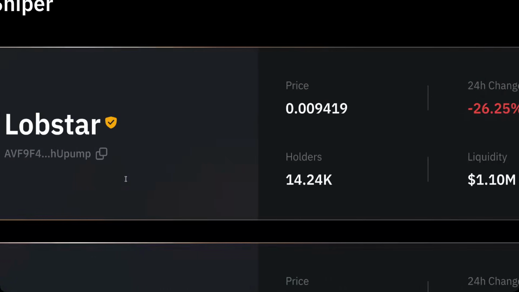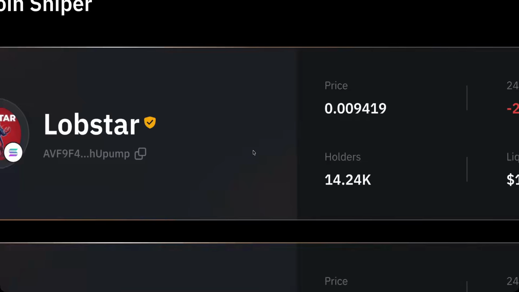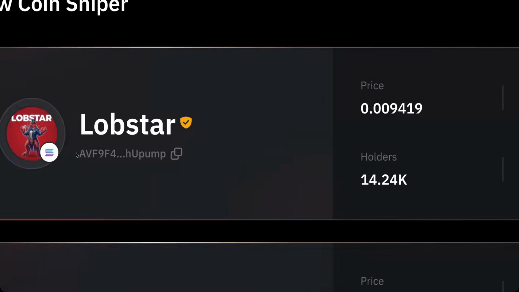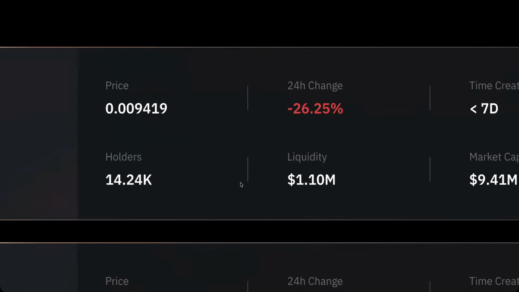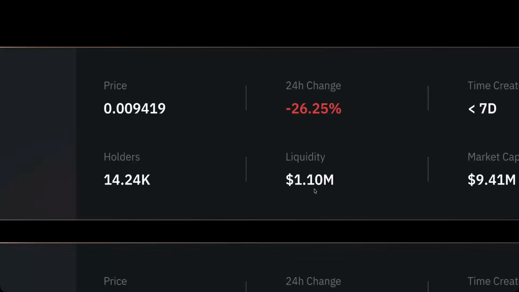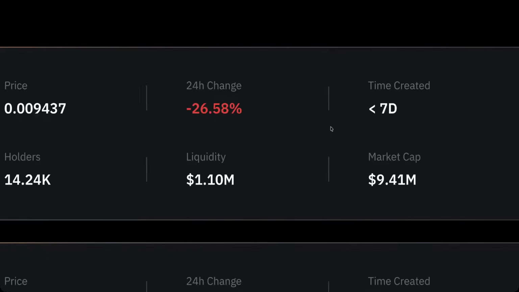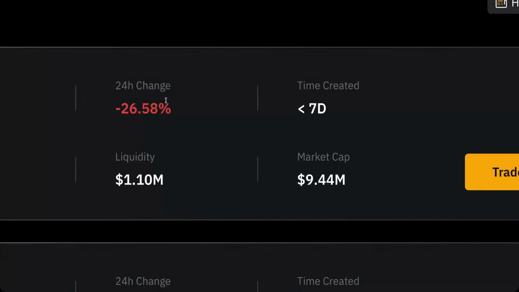Once you come in here, you will see the current price and the number of holders. For instance, for Lobster, you can see it is on the Solana chain. This is the contract address right there. It is being held by about 14,000 persons, and the liquidity currently is about 1.1 million. For the past 24 hours, it has dropped by 26%. I've made a video previously showing you how profitable Bybit Alpha can be, because this token you see right now could actually in the next minute be up by a certain percentage.